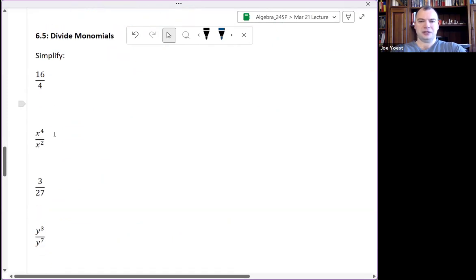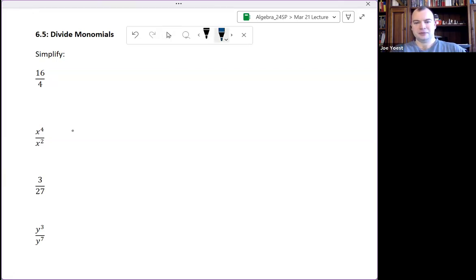Okay, so let's go to the next section then, 6.5, dividing monomials. And let's look at a couple of warm-up problems. So what if I wanted to simplify 16 divided by 4? I guess technically we could think of this as dividing two monomials, but it's really just dividing two numbers. If I wanted to simplify 16 over 4, and maybe you know what the answer is right away, I picked a simple problem to keep it simple.